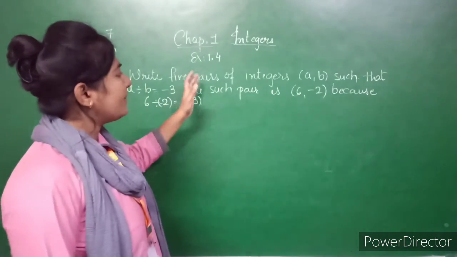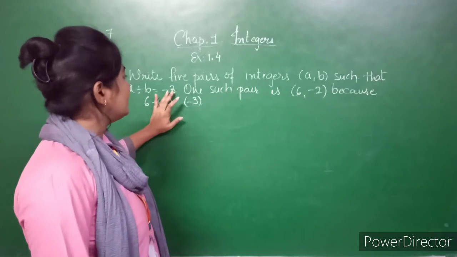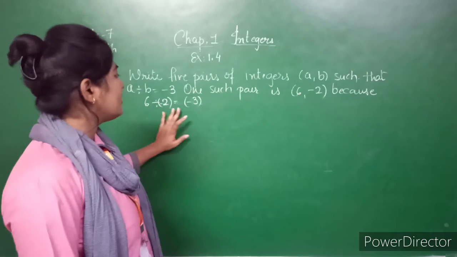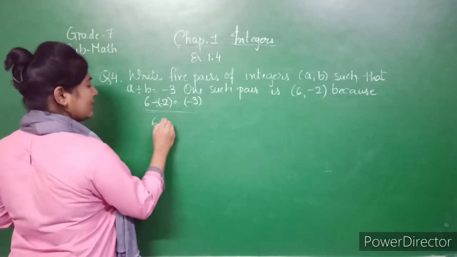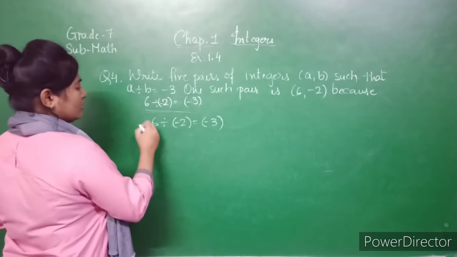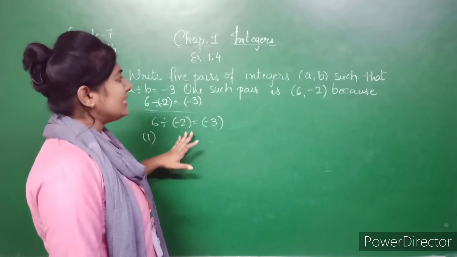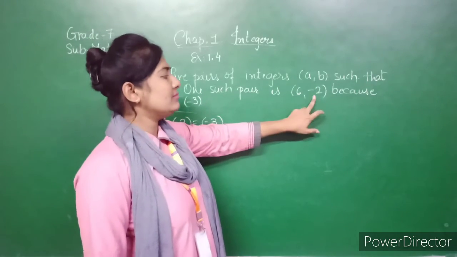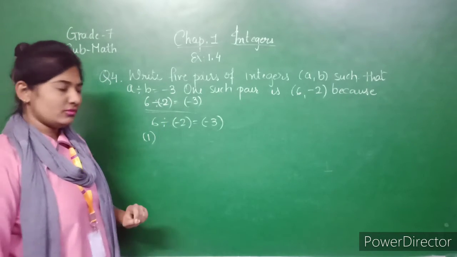Now next question: write 5 pairs of integers a, b such that a divided by b is equal to minus 3. One pair is given, 6 divided by minus 2, it is minus 3. So here the pair is given, that is 6 divided by minus 2 is equal to minus 3. So here we have to take another 5 pairs. Here the integer a is 6 and b is minus 2. So we have to take such pairs in which we get minus 3.